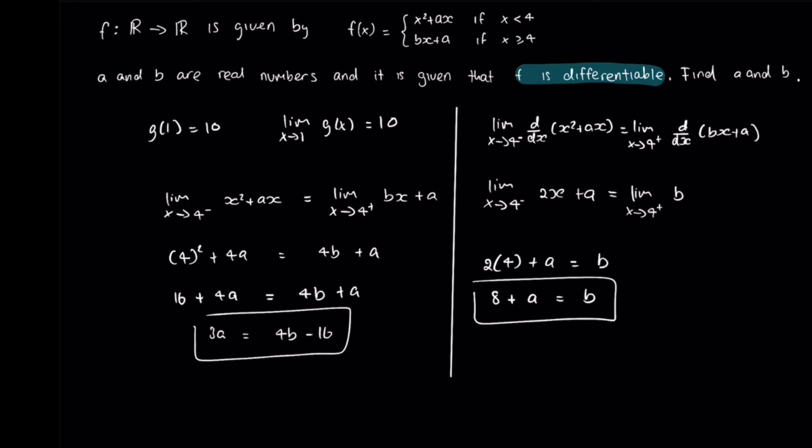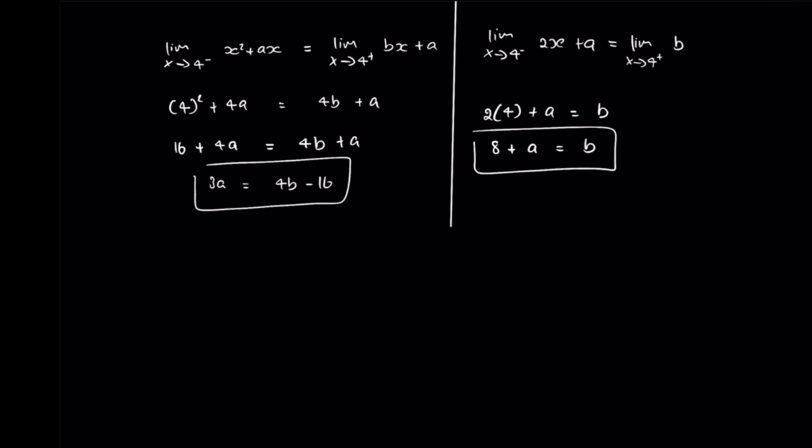Now you're free to choose the method you want to use to solve these two equations. You can use simultaneous equations, or you could just substitute the value 8 plus a for b in the first equation and then find a, which is what I'm going to do now. We know that b equals 8 plus a. If we substitute it into the first equation, we get 3a equals 4 times, and b is 8 plus a, so 8 plus a, minus 16. So we have 3a equals 32 plus 4a minus 16.